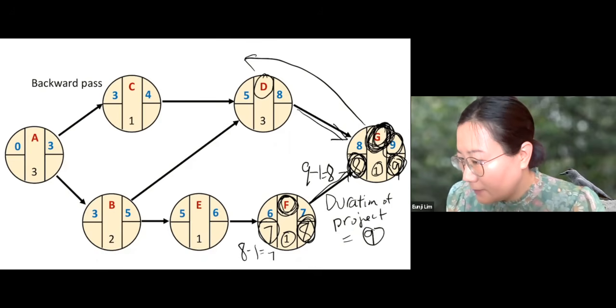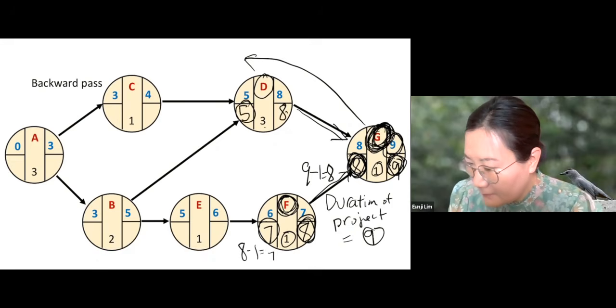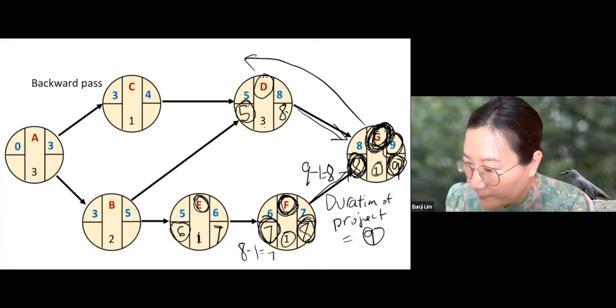Now let's go to D. Let's look at the follower. G needs to be started by 8. That means D needs to be completed by 8. And the latest start time is 8 minus 3, which is 5. Now let's go to E. Let's look at the follower. F needs to be started by 7. That means E needs to be done by 7. And the latest start time is 7 minus 1, which is 6.